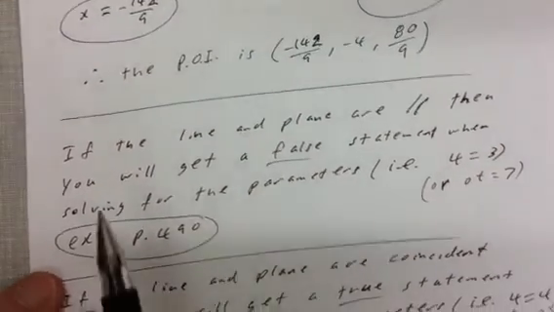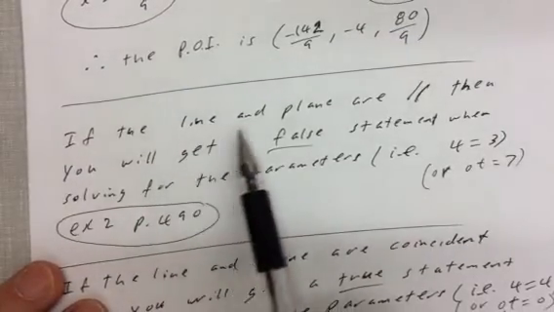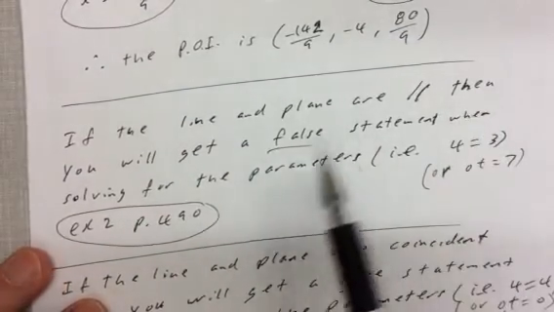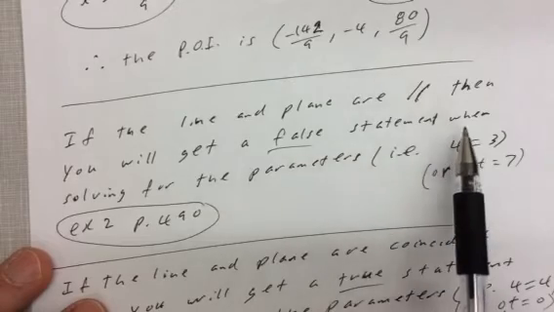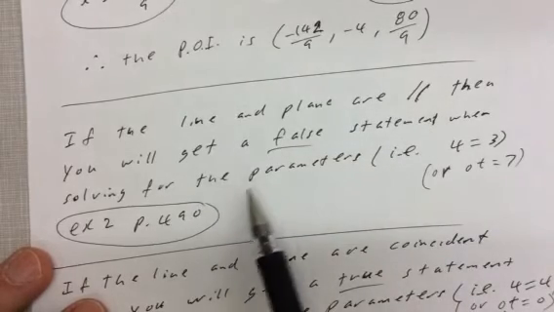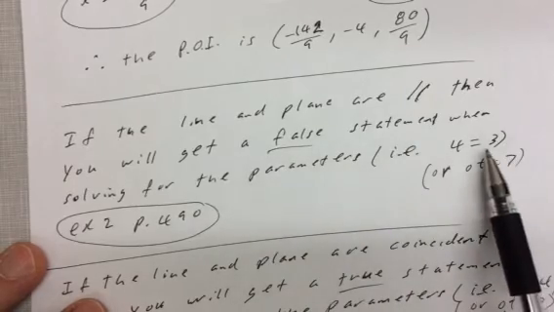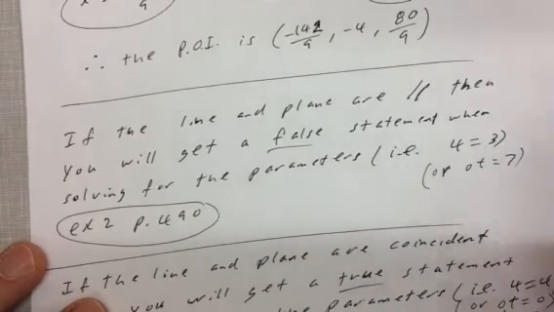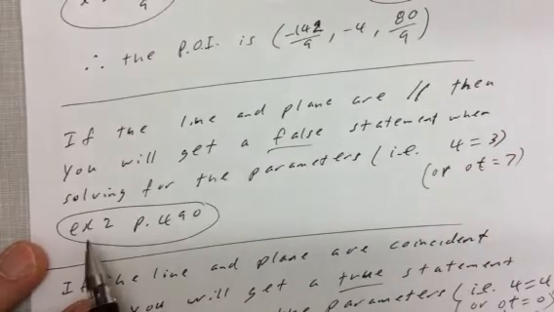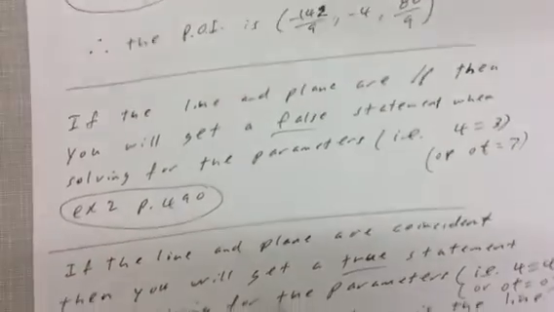And as I mentioned earlier, here's some statements here. If the line and the plane are parallel, then you will get a false statement when you solve for the parameters. Okay, so when you're trying to find the intersection point, you'll get a false statement like 4 equals 3 or 0t equals 7, which is most likely it, 0t equals 7. There's an example like this on page 490, example 2.